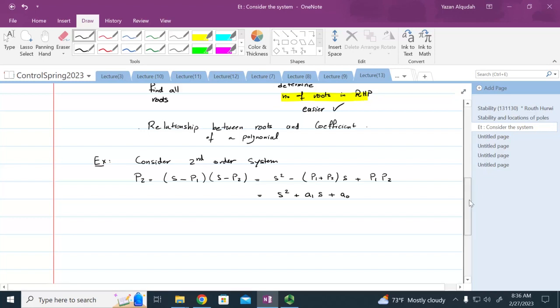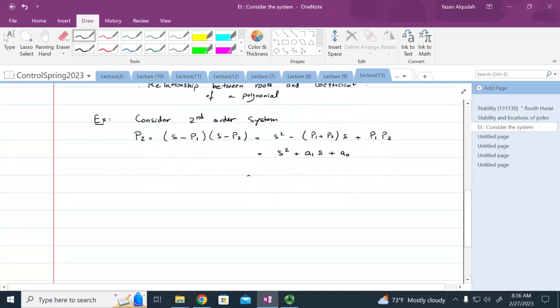Okay. So therefore, A1 is equal to negative (P1 plus P2), which is equal to the negative of the sum of roots. And A0 is equal to P1 multiplied by P2, which is equal to the product of the roots.